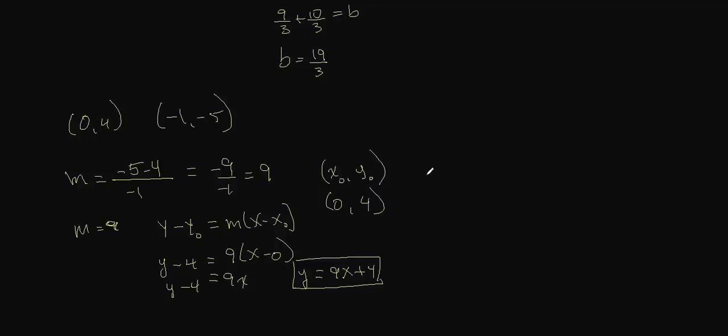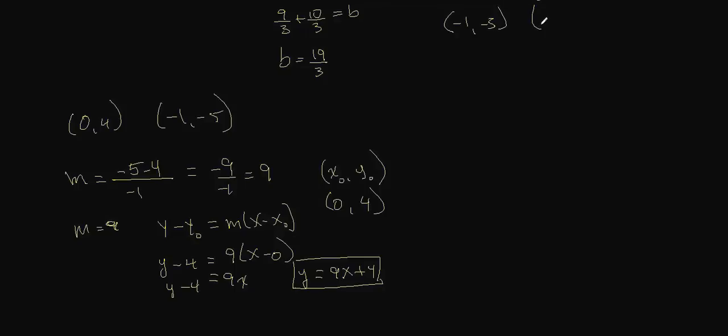Sometimes, however, they ask you to write things in standard form. So let's try one of those. And for that, let's do it right here. Let's see, we're going to get a couple of points. Let's suppose you're given (-1, -3).